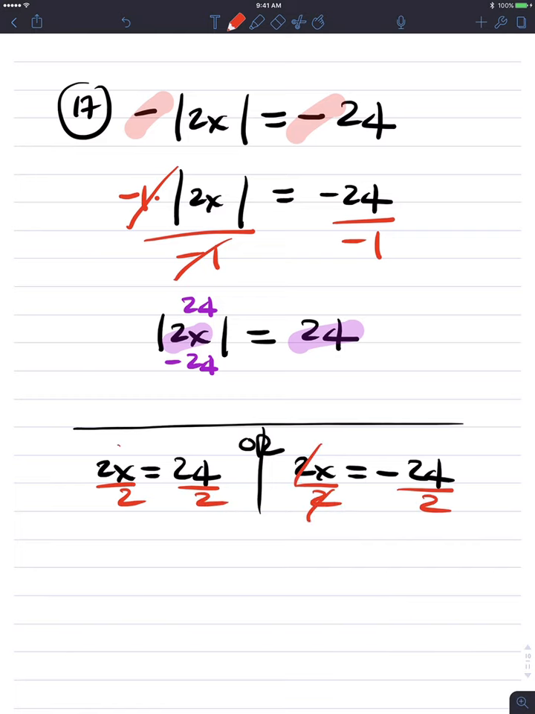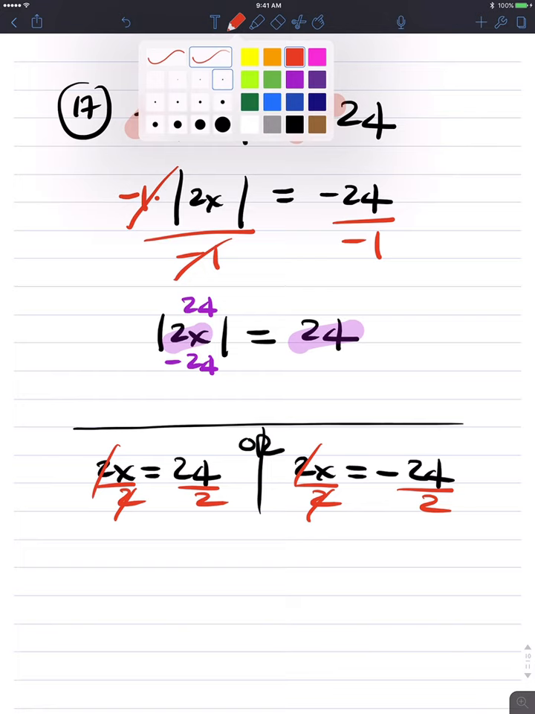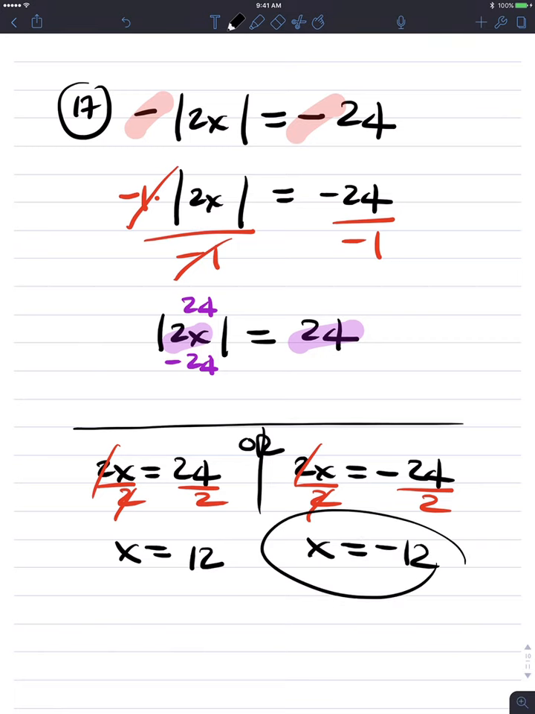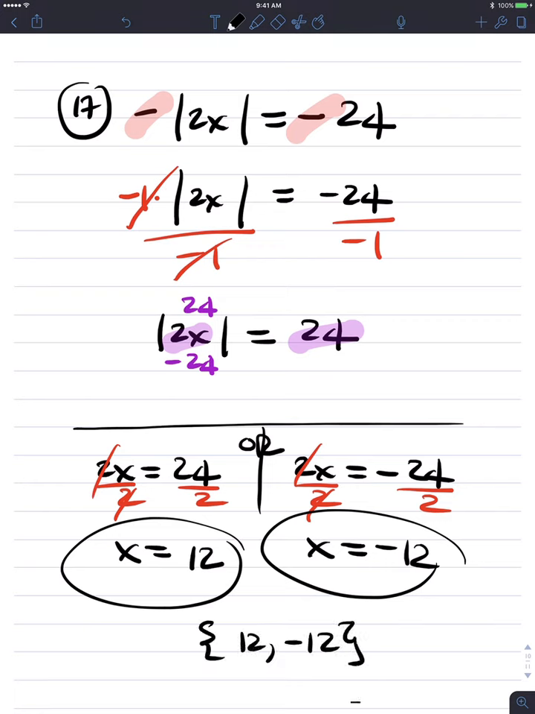Divide both sides now by 2. And the 2 goes away on the left here. We end up with x equals 24 divided by 2, which is 12. X equals negative 24 divided by 2, which is negative 12. So our solution set is 12 comma negative 12, and you're done. This is number 17.